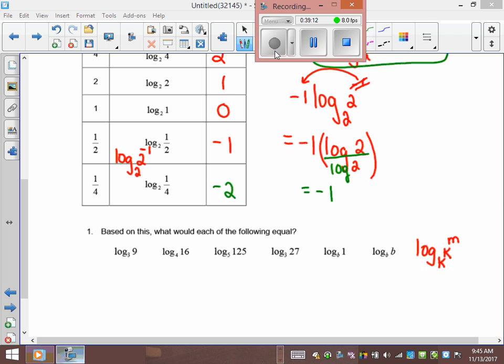So this would be 3 to the what is 9? 2. 4 to the what is 16? 2. 5 to the what is 125? 3. 3 to the what is 27? 3. b to the what is 1? 0. Anything to the 0 is 1. b to the what is b? 1. And then log k to the m? m. Make sense?